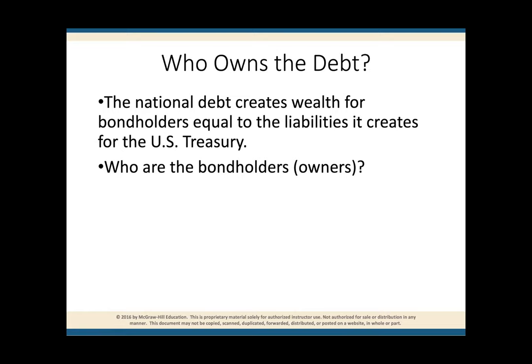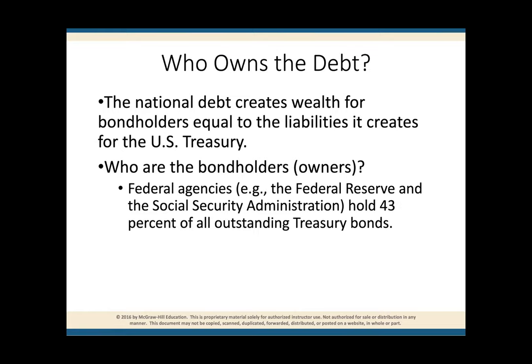Who are the people that buy all these bonds, okay? Federal agencies. Right? The Social Security Administration holds about 43% of these bonds. So in other words, about 43% of the national debt, the money that we owe, is money that we owe to other agencies.